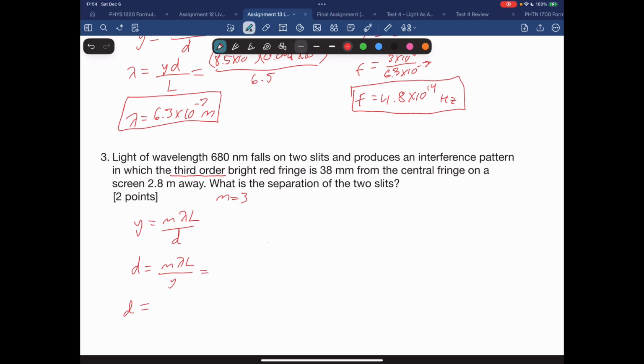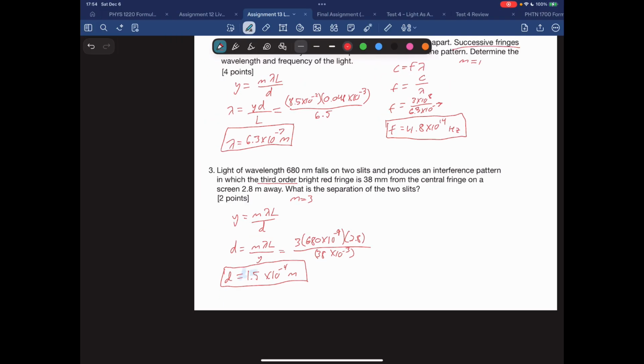And plugging in our values, we get 3 times 680 nanometers times our L, which was 2.8, times this spacing, which was 38 times 10 to the negative 3 for millimeters. And plugging all of this into the calculator gave me 1.5 times 10 to the negative 4 meters. So that was the first page, questions 1, 2, and 3.